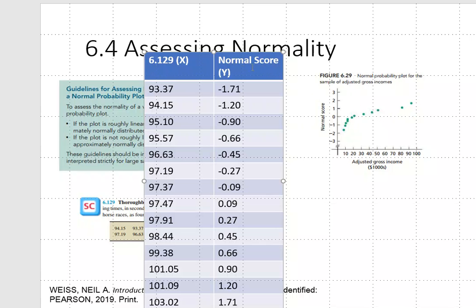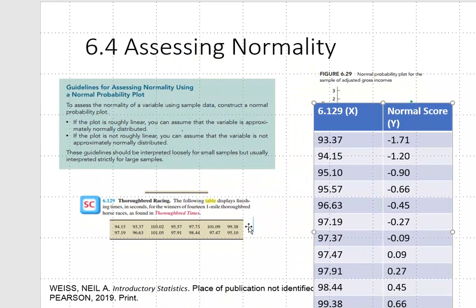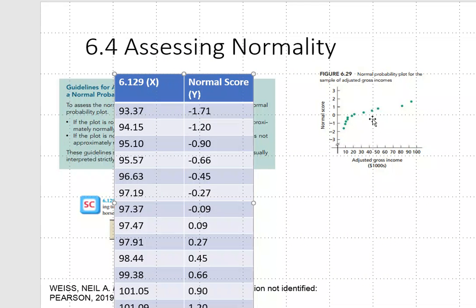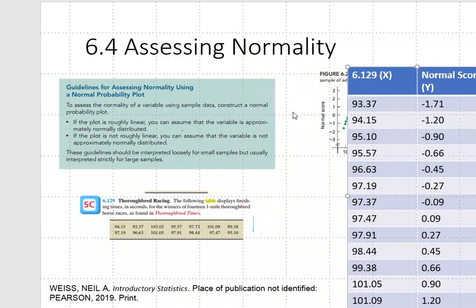To answer the question of whether this data set is normally distributed or not, we would say yes, because for the normal probability plot, the line is linear. And that's how you would assess a data set, a set of observations, values, and measurements for normality. Okay, thank you.